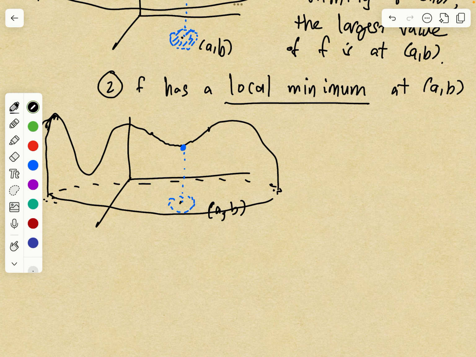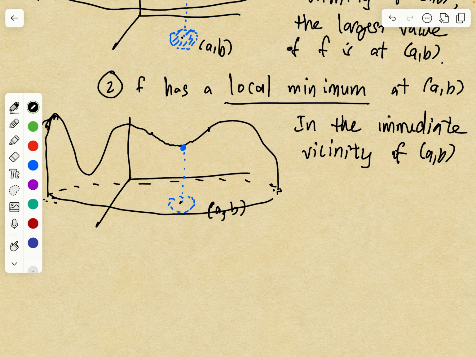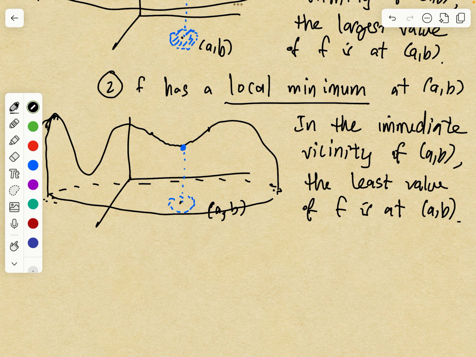So, in other words, in the immediate vicinity of a comma b, the smallest value, the least value of the function f is at a comma b. If you plug in a point that's close to a comma b, but it's not exactly a comma b, then the value of z will be larger than the value at a comma b. Okay, so that's a local minimum.